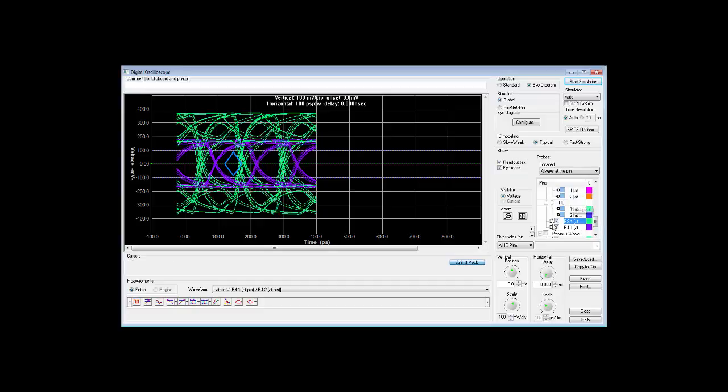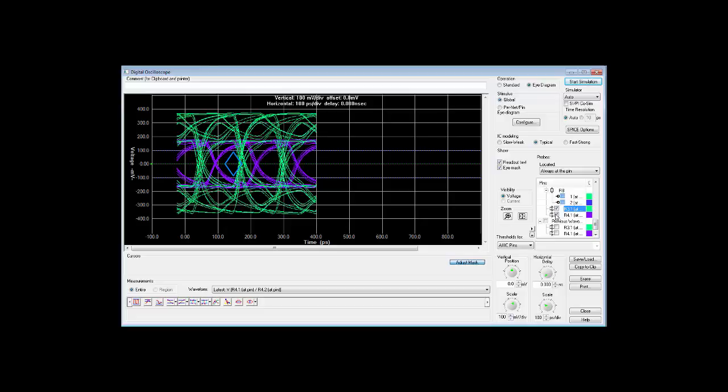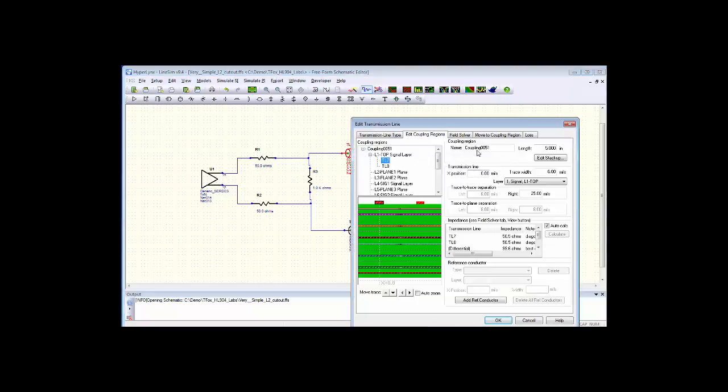Now, with this simulation, you see, let's see, I've got to get rid of the previous one. That's what it looks like at the receiver. This is what it looks like at the transmitter. So obviously the circuit is working, but the question is, can we improve things any? So let's go back.